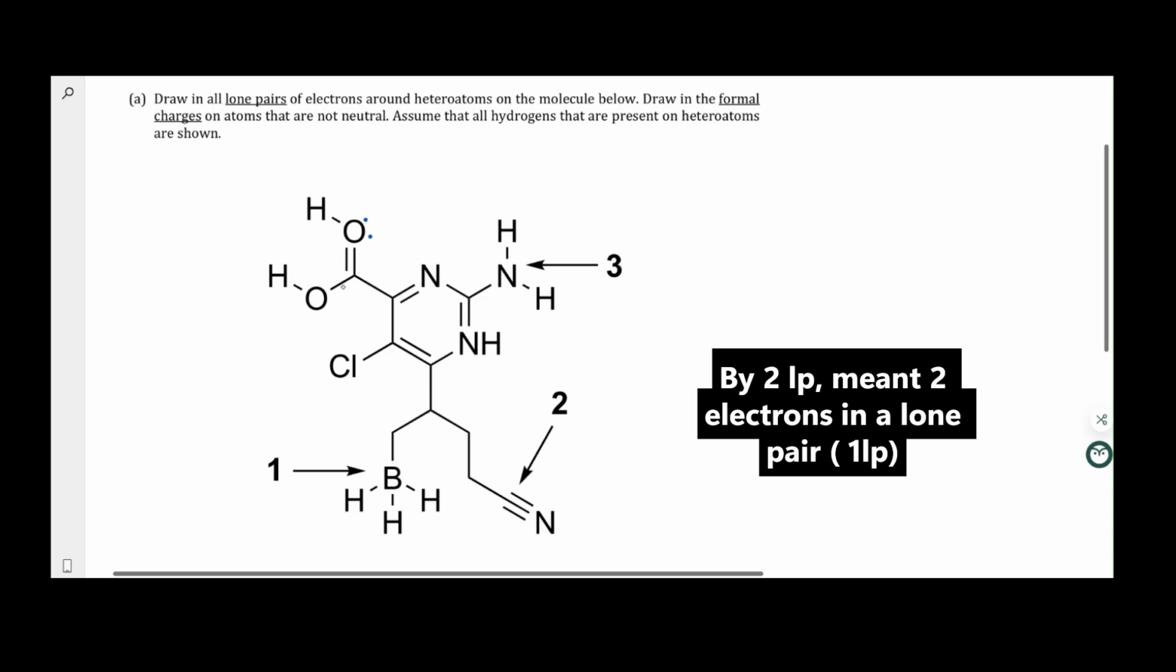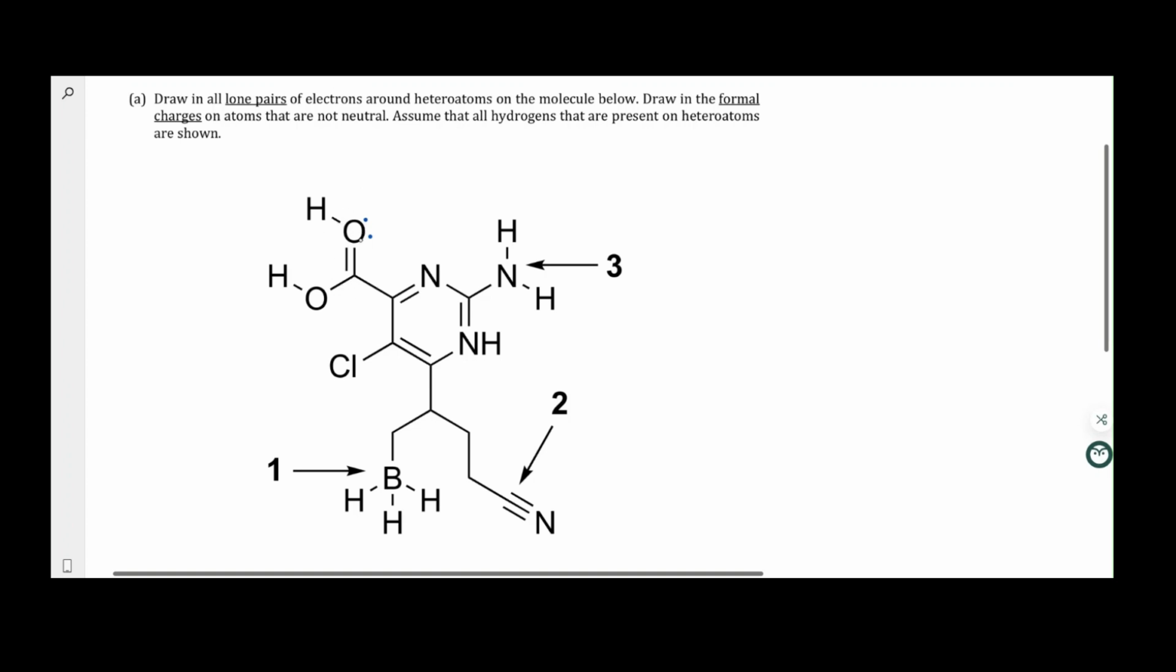And once this happens, if you look at the number of bonds and the number of lone pairs that we have, the charge would be 6 minus 3, which is the number of bonds, minus the number of lone pairs, right? So it should be a positive formal charge over here for this one.